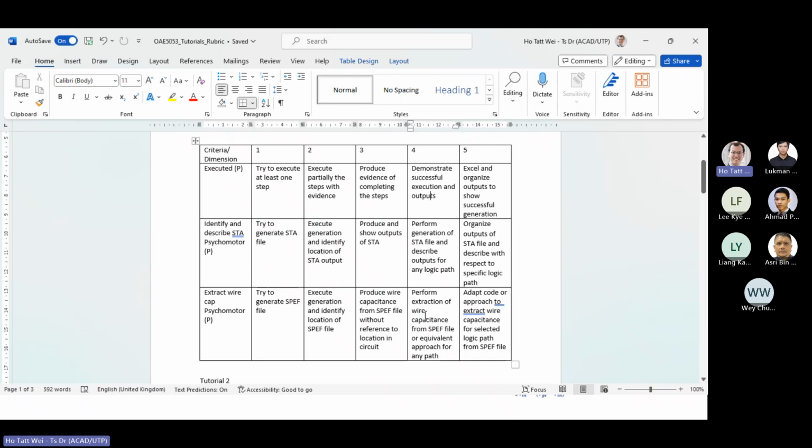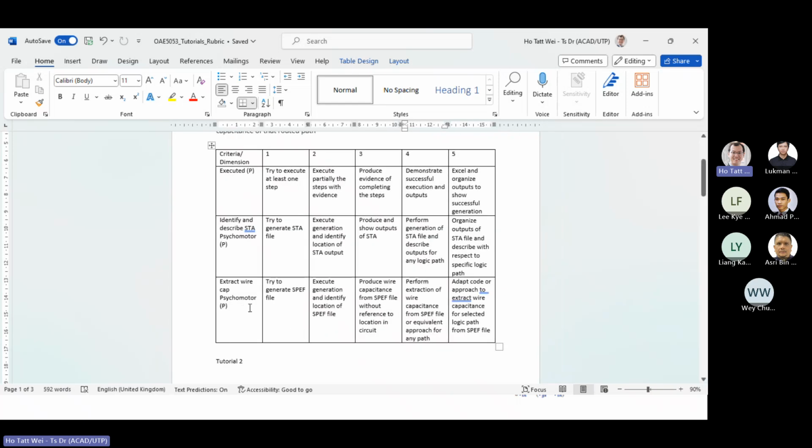If you were to pull out the file, then you kind of tell me, okay, more or less, this is the capacitance value. I can pull it out, and it's for some path or some circuit or some wire, okay. But if you were to be a bit more creative, you write some code, or you find a way to extract that wire capacitance, and it's very clear that you can do this on any wire, that's a 5. Okay. Because here it's going for adapting it.